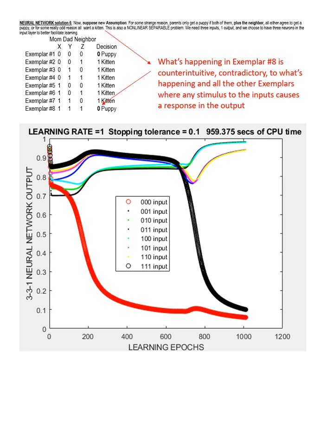Now this case number 6 is a little bit more odd, where for some strange reason the parents only get a puppy if both of them plus the neighbor all either agree to get a puppy, or for some really odd reason all want a kitten. So, stretching the logic here a little bit, although you can imagine the part where if the neighbor doesn't want a dog and the dog's barking, you could factor that in somehow. But overall the logic's a little weird, but just allow it so we can get this problem defined.